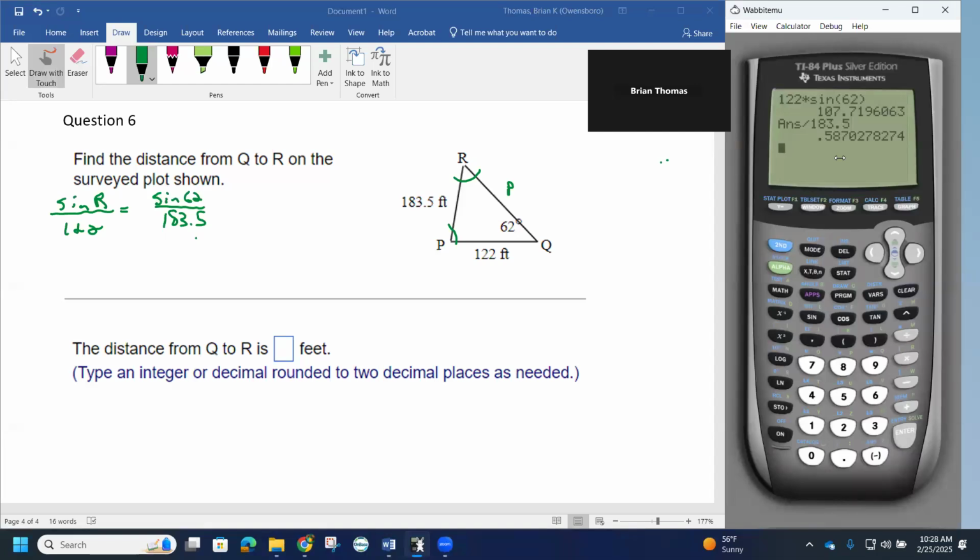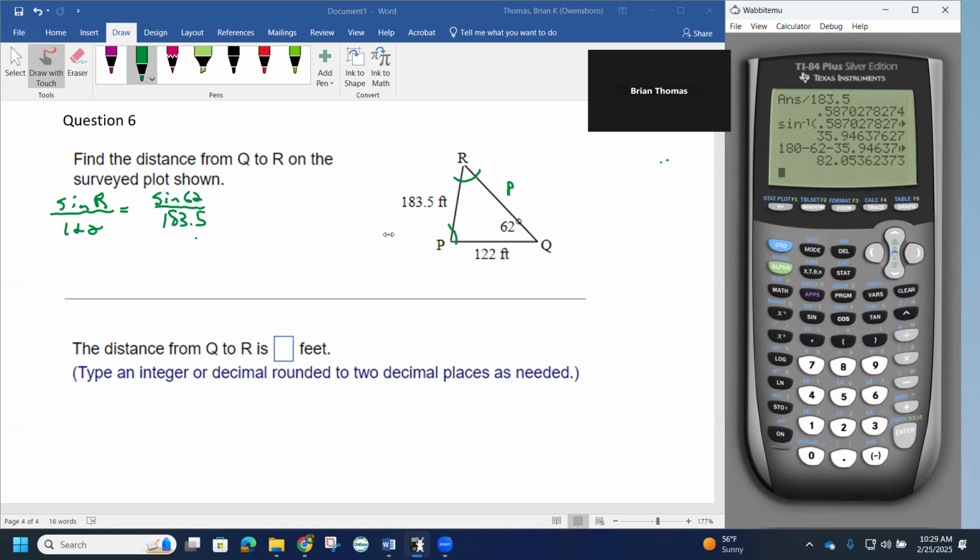But remember, to find angle R, we got to do the inverse cosine of that. So the inverse sine of that, I should say. So the inverse sine of this answer is going to give me angle R. But notice how we still have to go 180 minus the 62 minus this angle here. That's going to give me my missing angle of 82.05 degrees. So that's going to be the angle for angle P.